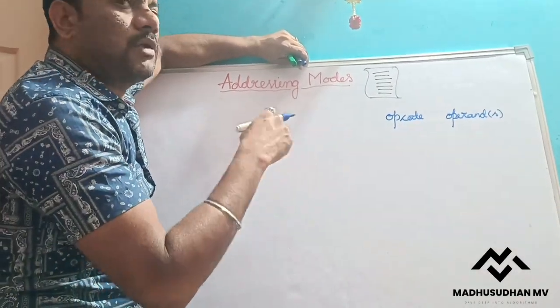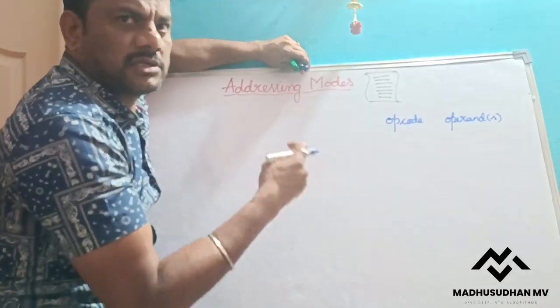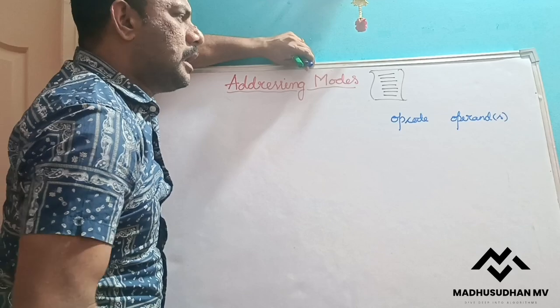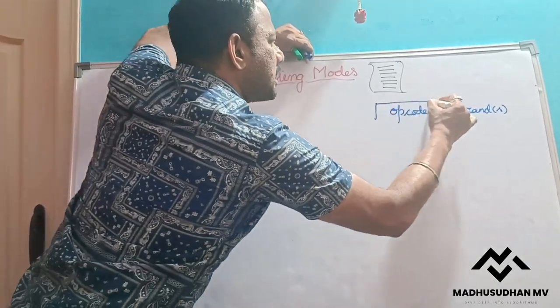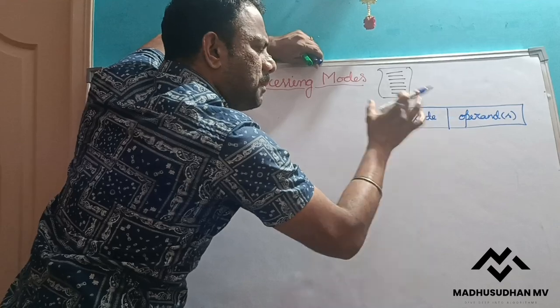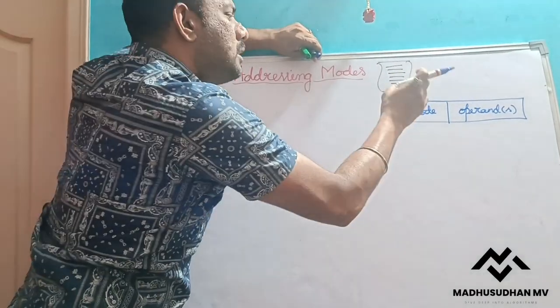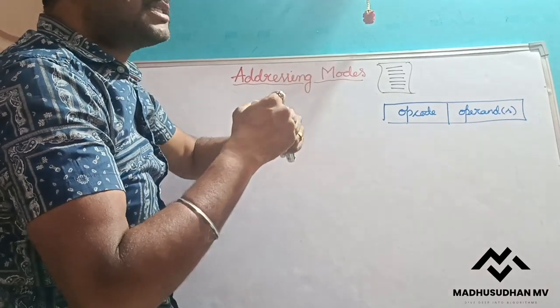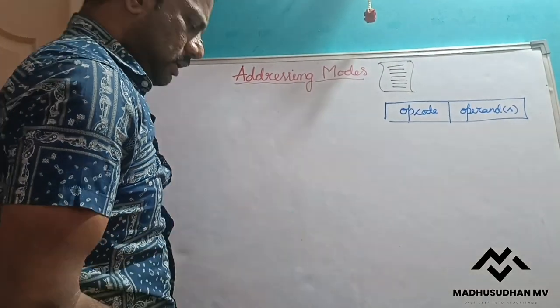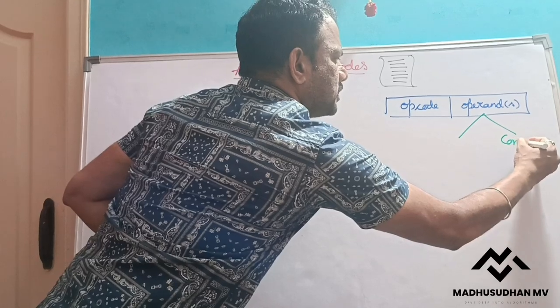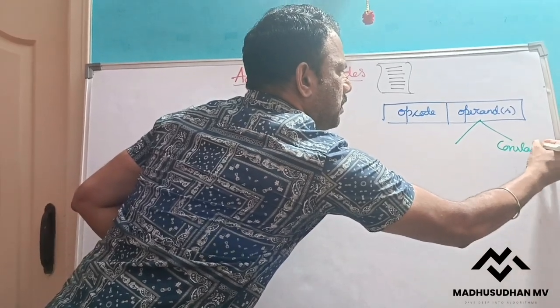Suppose you are using a more than one address instruction, a two address instruction or a three address instruction, obviously two operands or three operands will be there. Now this is the general syntax of any instruction. The opcode says what type of operation you need to do, and the operands say what you need to do it on. Now, the operands may be constants, or they may be variables.